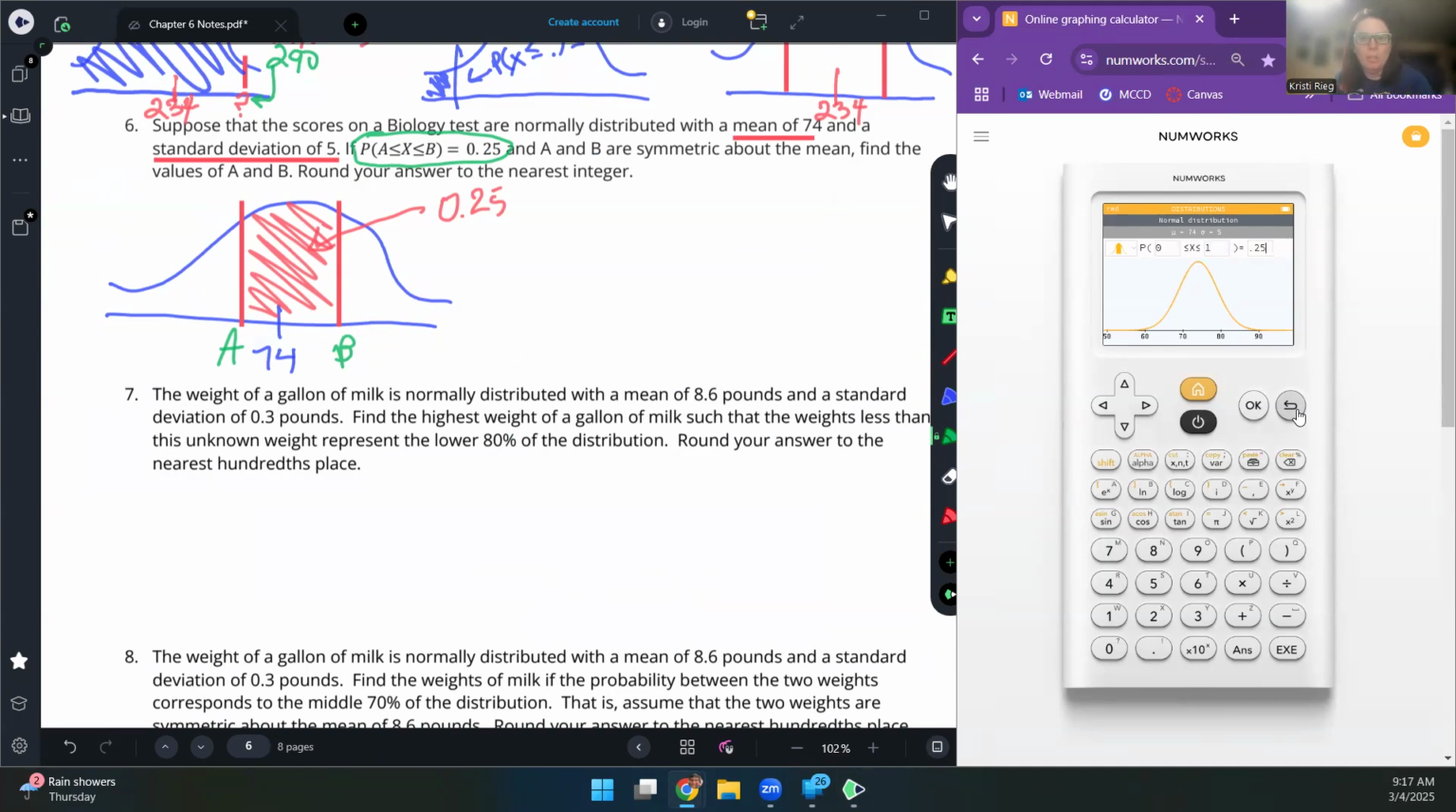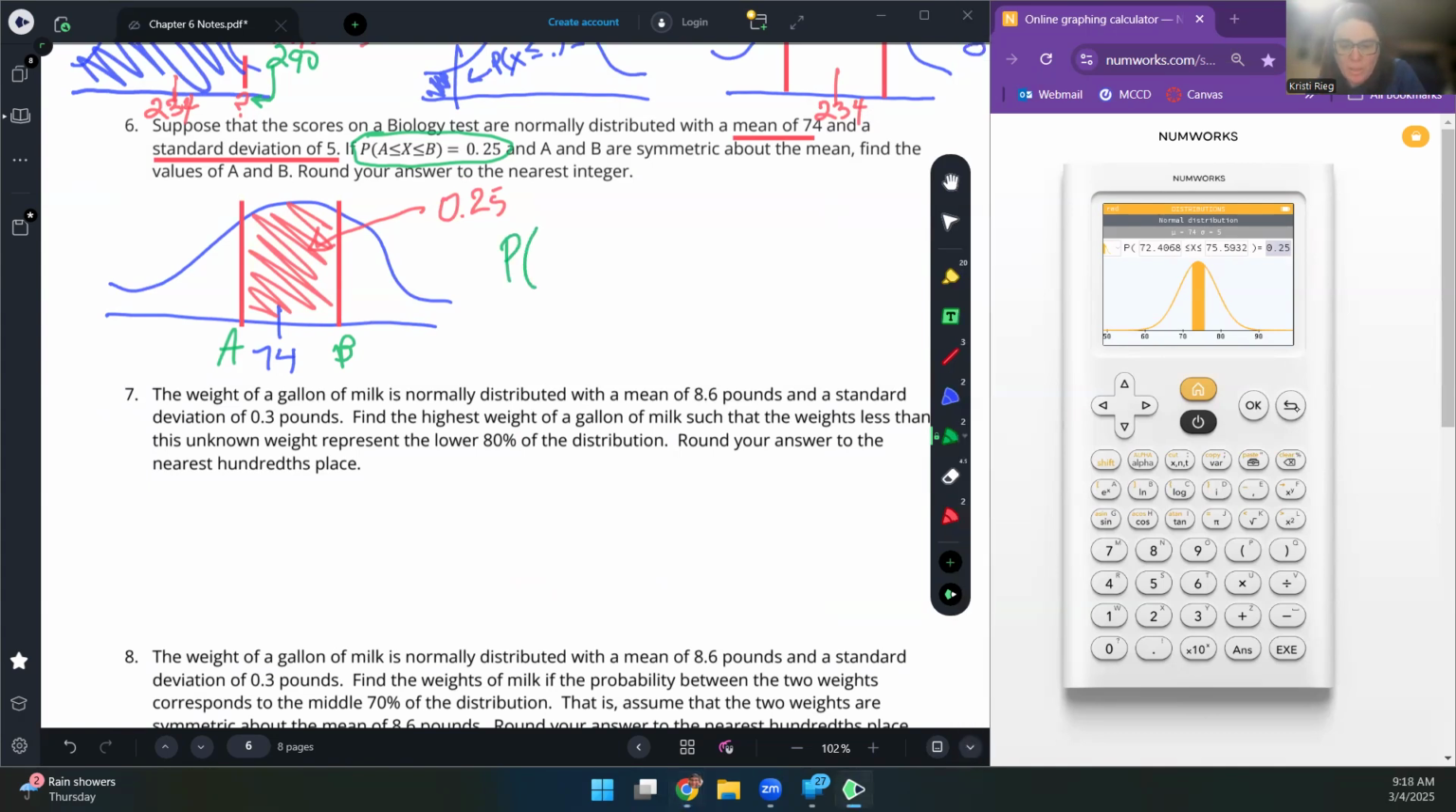And you're going to see in the picture that the calculator always gives us that value that's symmetric about the mean. The mean is right here in the middle, and the two numbers are equal. So if we folded it in half, it would be equal. So we are rounding to the nearest integer. So we find that the probability of X between 72 and 76 is 0.25. This is the answer, 72 and 76, because it says to round to the nearest integer.